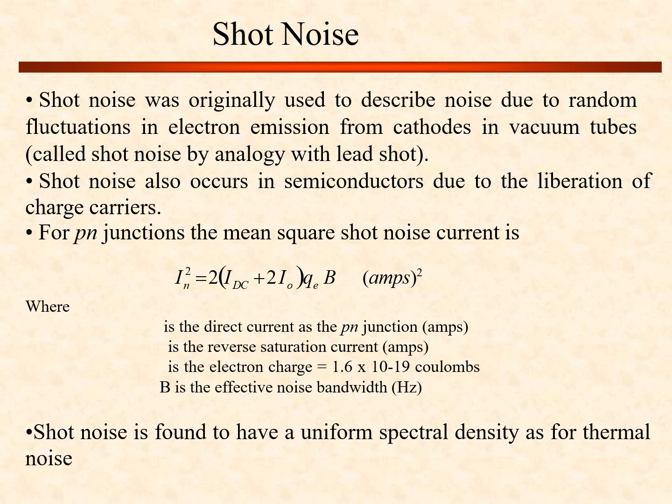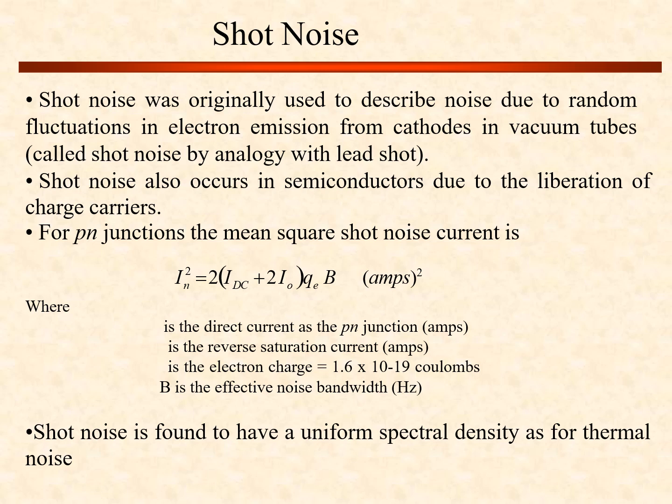When you talk about a PN junction, the mean square shot noise current i_n square is equal to 2(I_DC + 2I_0) q_e B ampere square, where I_DC and I_0 are currents, direct current, and B represents the noise equivalent bandwidth. Here the electron charge q_e is 1.6 into 10 power minus 19 coulombs. So the shot noise is found to have a uniform spectral density, as for thermal noise.